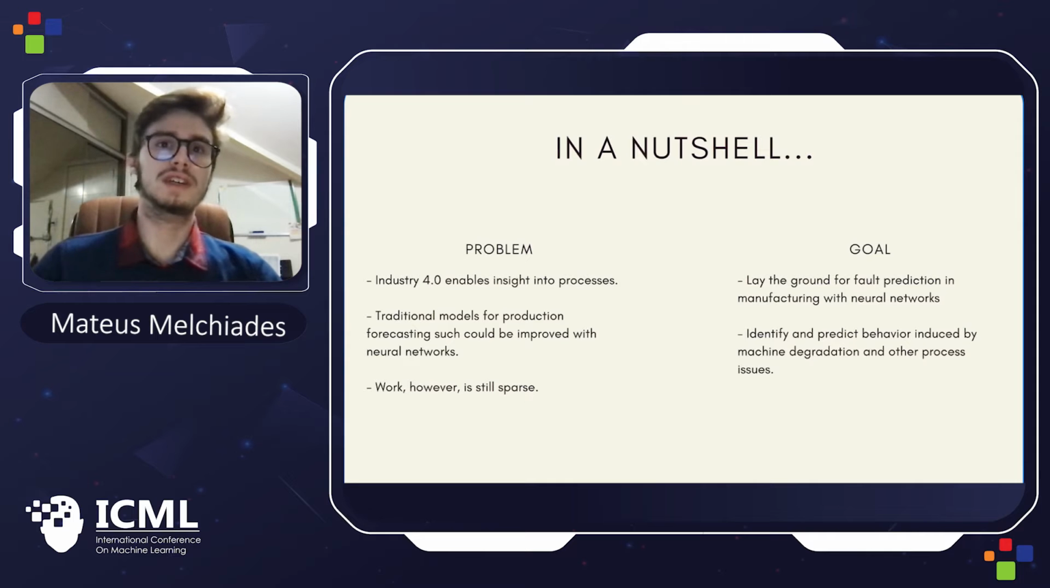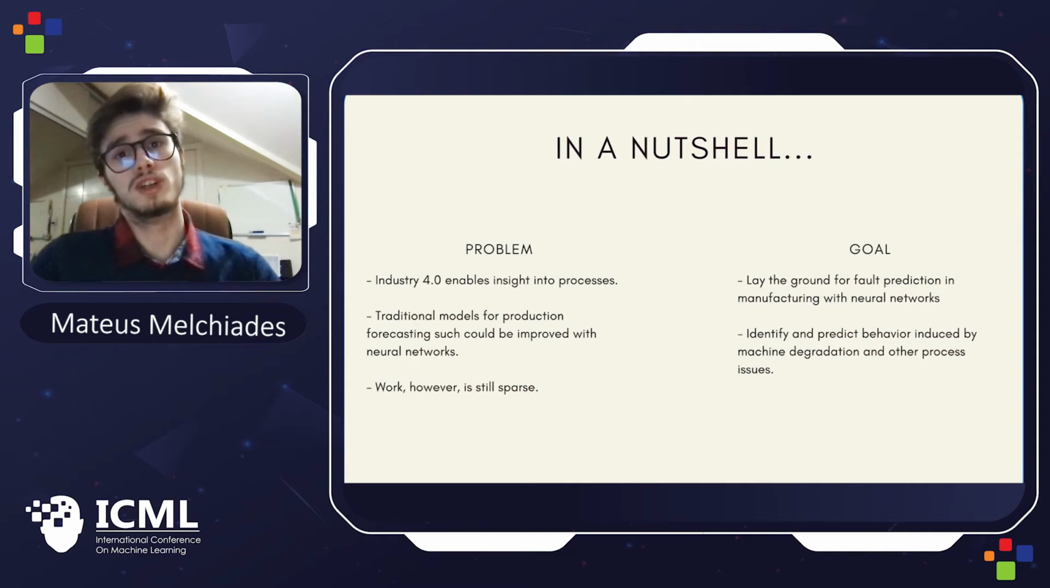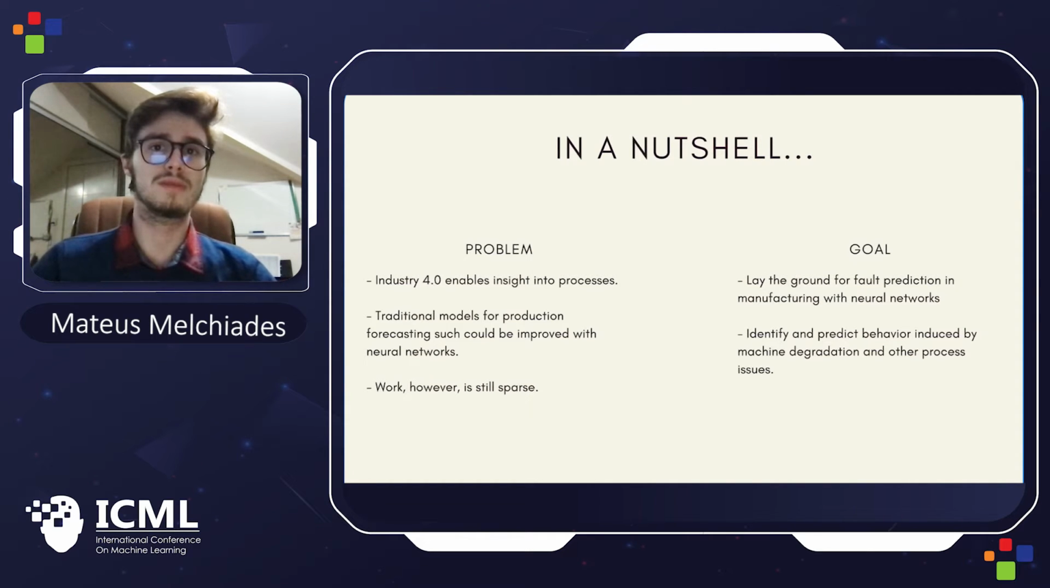So our main goal here is to lay the ground for fault prediction in this sort of application using neural networks by mainly identifying behavior which is induced by the possible degradation of machines in a manufacturing process.